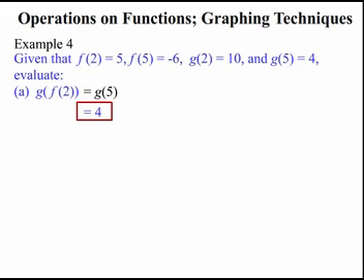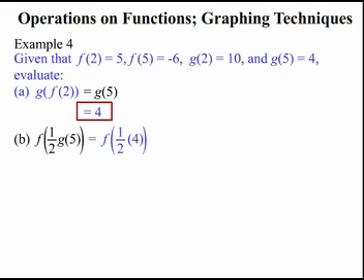All right, we'll do letter B as well, which is f of 1/2 of g of 5. Again, start from the inside. g of 5 is equal to 4, so I now have f of 1/2 times 4. 1/2 times 4 is 2, so I now have f of 2. And we know from the beginning of that line, after the given, f of 2 is equal to 5, so our answer here is 5.